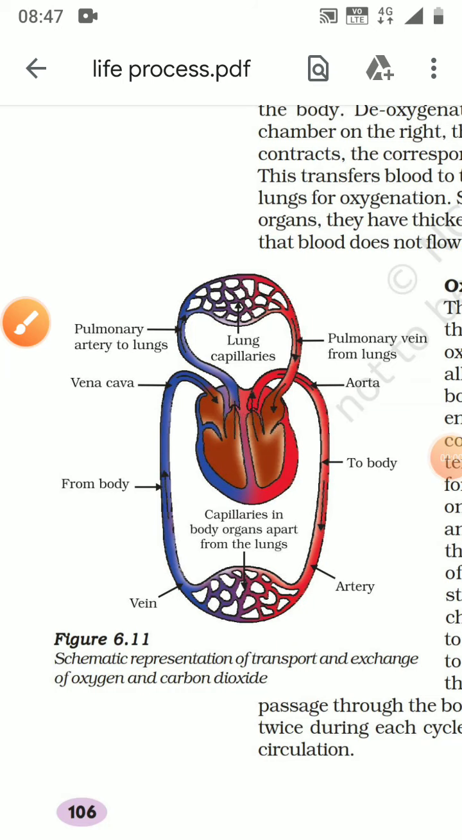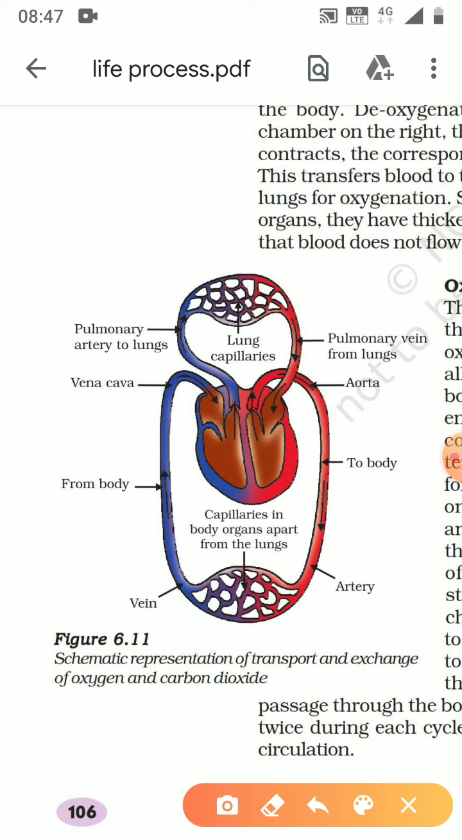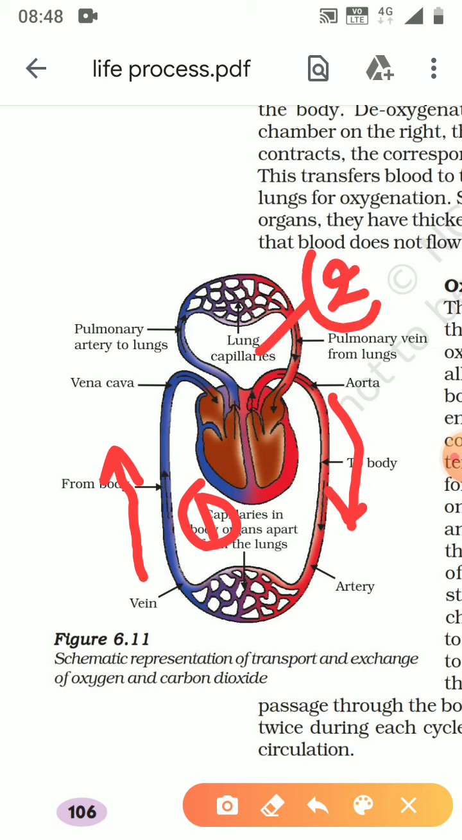Children, in continuation with the previous, I'm saying again that this blue color carries deoxygenated blood and this red color carries oxygenated blood. Okay, and this is double circulation, meaning circulation 1 and circulation 2.